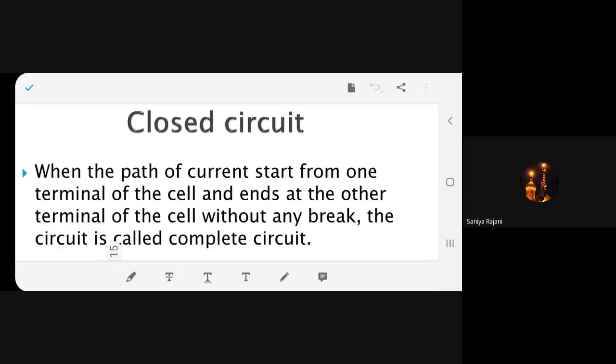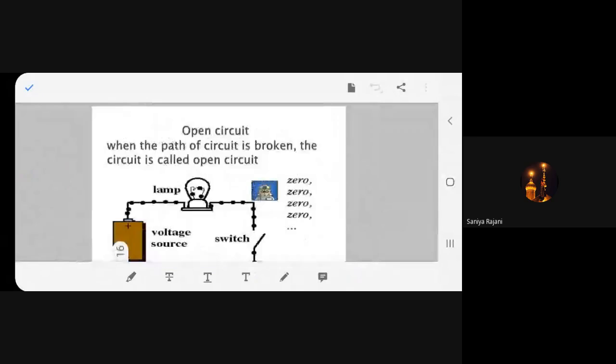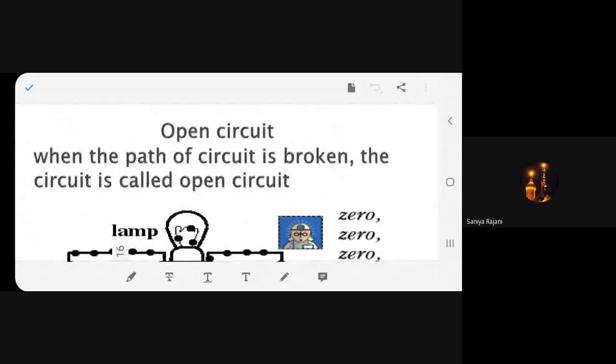So what is it? From one end, this is one end, this is the other end, and it's complete. So from one terminal to the other terminal, there is no gap, there is no break. That is called a closed circuit, and the bulb will start glowing. But if there is a break, then it is an open circuit. Understood, beta? Now see open circuit. You will understand better.